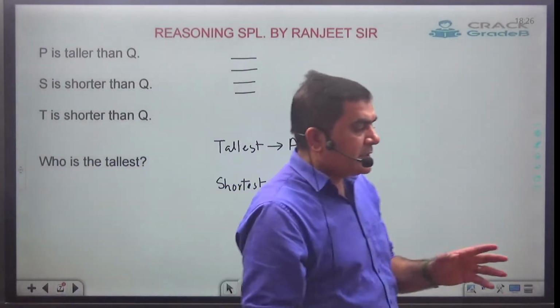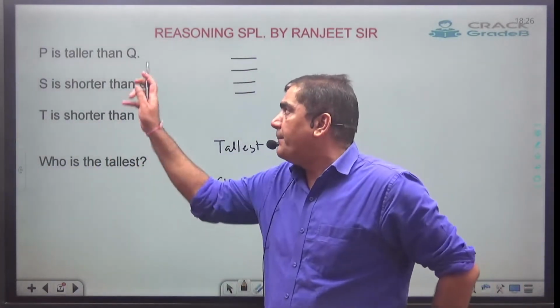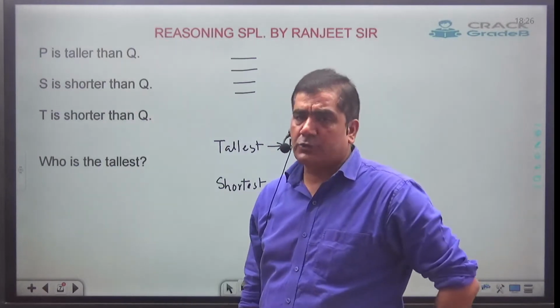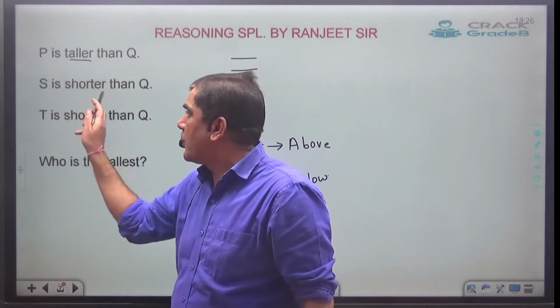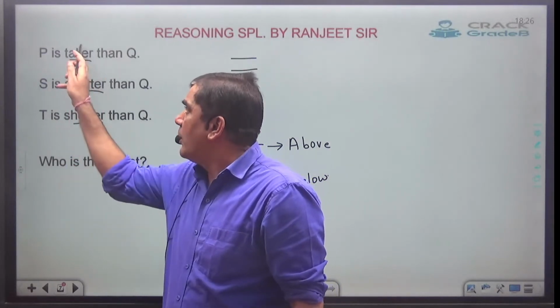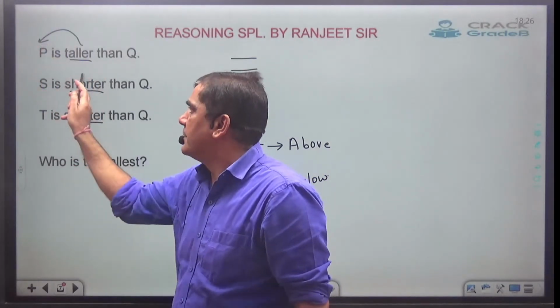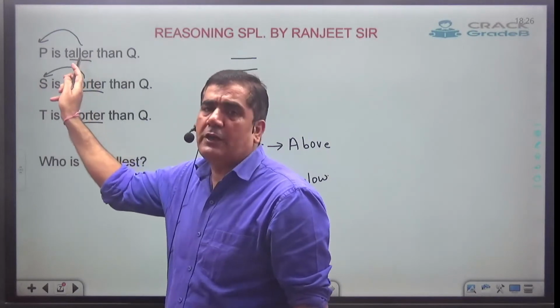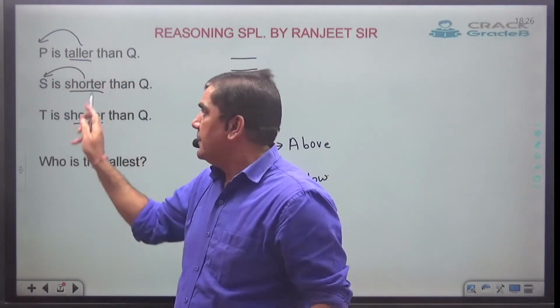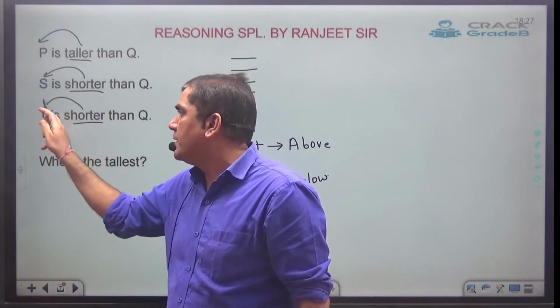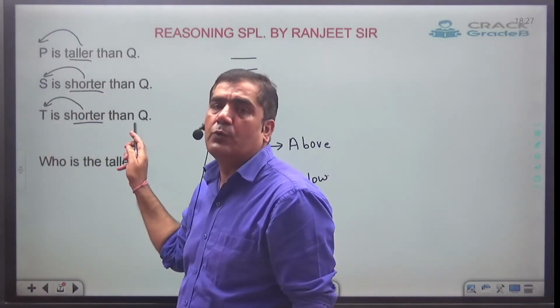For example, suppose they have given P is taller than Q. So always remember, whatever line with taller or shorter is written always signifies the first person. Means who will be the tallest? P. Tallest than what? Q. Like this. Clear? This shorter is for whom? T. Shorter than what? Q.